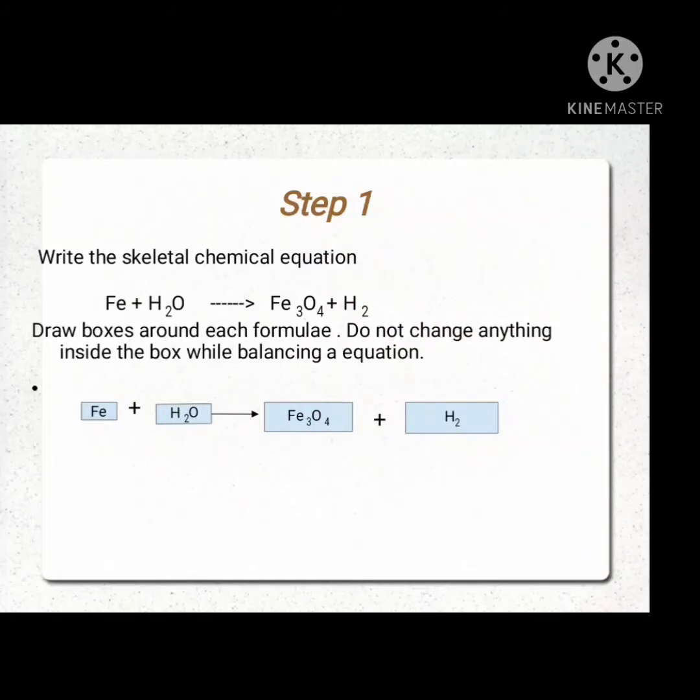Next, we are going to balance this equation. The first step is to write the skeletal chemical equation. That is Fe plus H2O gives Fe3O4 plus H2. Then draw boxes around each formula. That is shown here. Do not change anything inside the box while balancing a chemical equation.